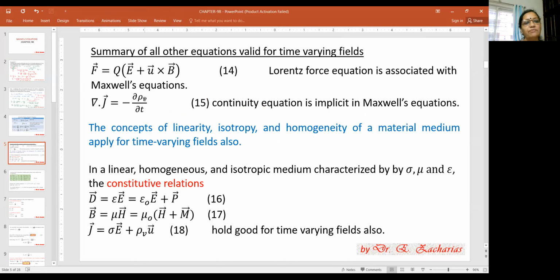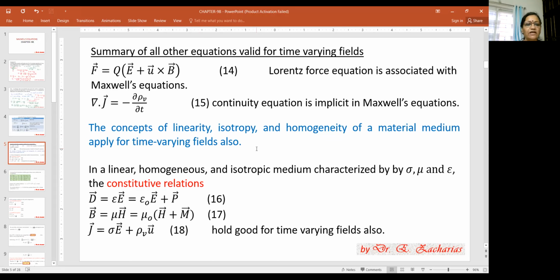Next, let us come to the continuity equation. By now, you must have realized that continuity equation is implicit in Maxwell's equations. Just now we have used this concept of continuity equation to rewrite Maxwell's equations. So it is implicit. Then let's go to the concept of linearity, isotropy, and homogeneity. These three things are after all properties of the material medium. Therefore, they apply to time varying fields also. Same for both dynamic and static conditions.